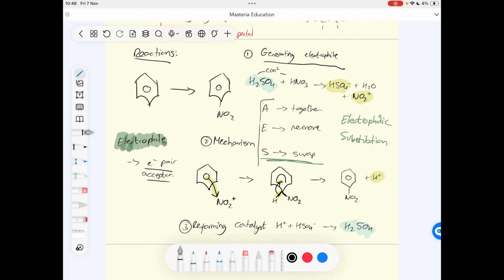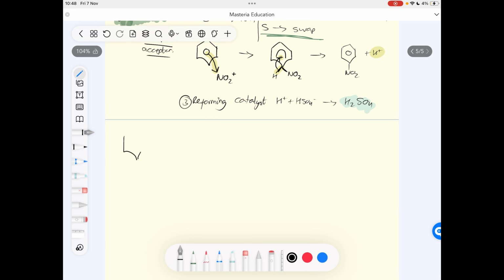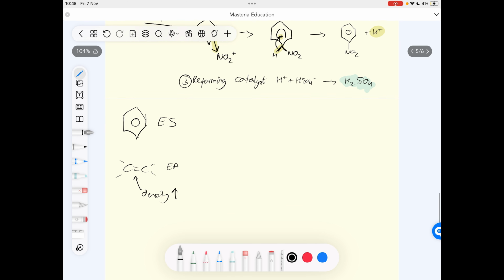Now, benzene and alkenes are different in this sense. Benzene will always undergo electrophilic substitution, whereas alkenes, if you remember from that topic, always undergo electrophilic addition. And the reason is the electron density here.